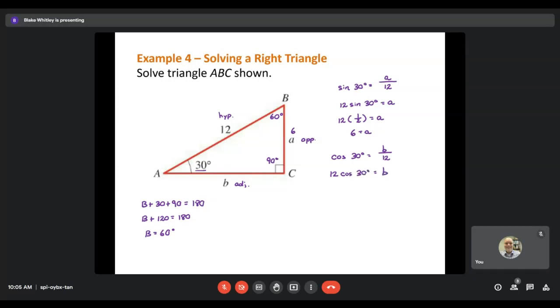And again, 30 degrees is one of those special angles. So I'm going to go back to my chart. I'm going to find the cosine of 30 degrees, which is square root of 3 over 2. So we get 12 times square root of 3 over 2. And when we multiply that, 12 over 2 just gives us 6. I'm going to keep that square root of 3. So this is 6 times the square root of 3 is equal to B. So my B side is 6 square root of 3.